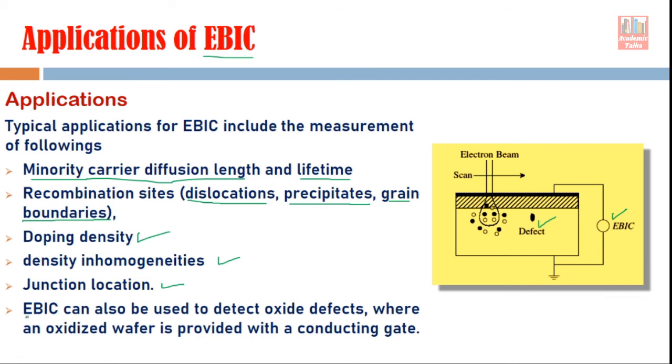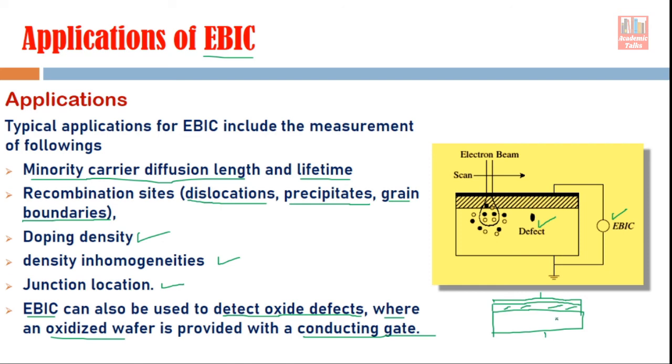Now, this EBIC, electron beam induced current, technique can also be used to detect oxide defects. That is also possible, where an oxidized wafer is provided with a conducting gate. In the case of MOS structures, we have a semiconductor here, on top of this semiconductor we have oxide, and on top of this we have a metal. So, this is a type of MOS capacitor, and there is an electric field in this portion because this is a capacitor. This is your gate and this is your bottom substrate electrode.